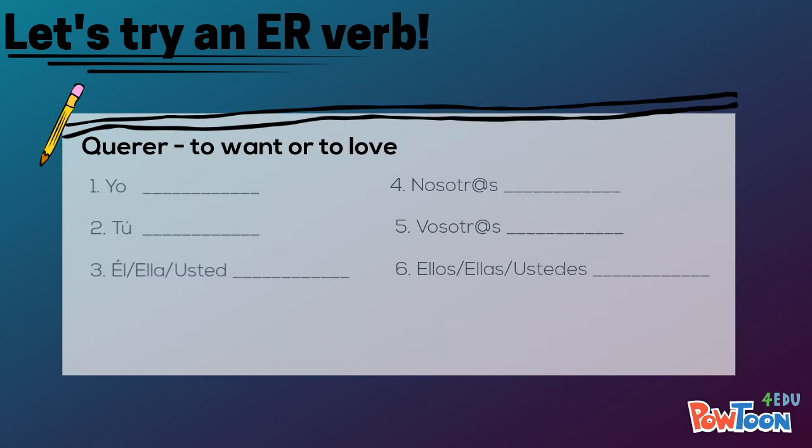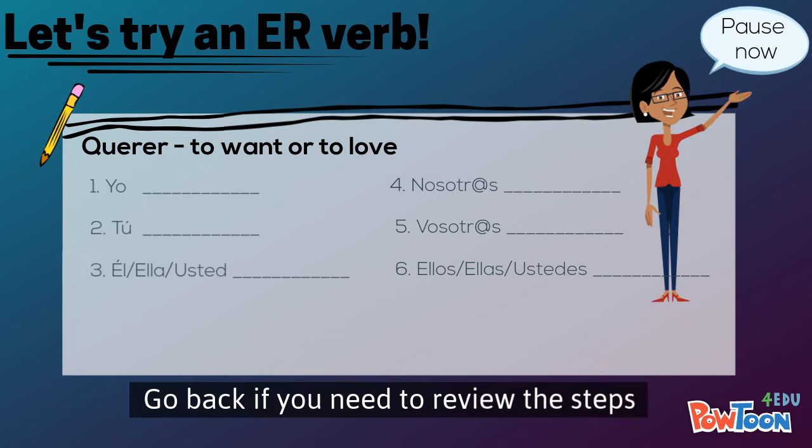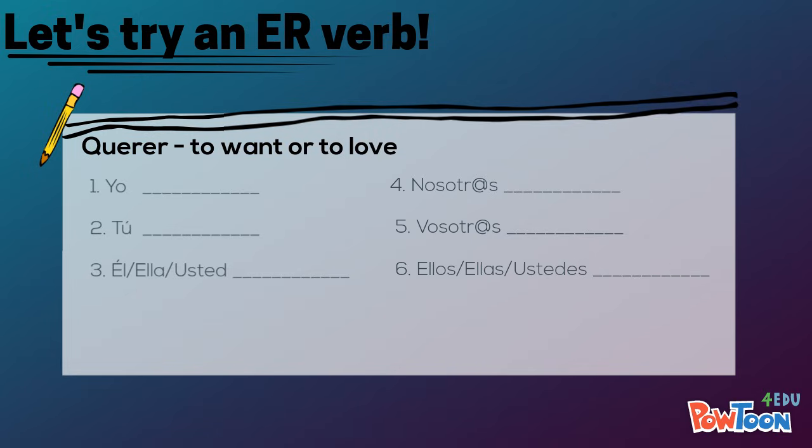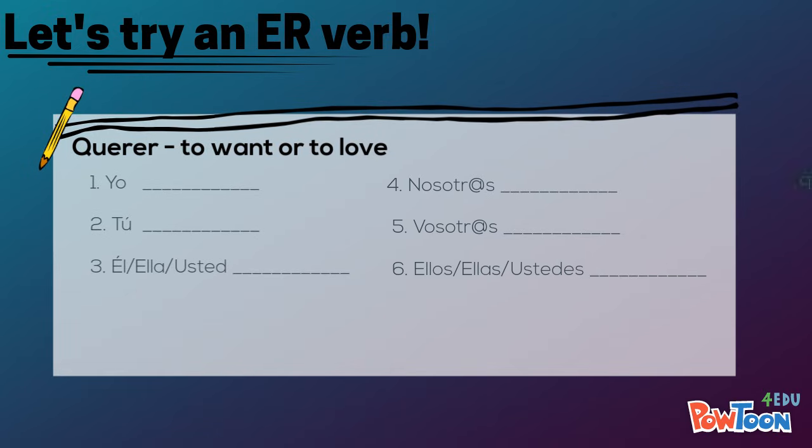Okay, well, why don't we try a verb that ends in ER, querer, which means to want or to love. Pause here if you would like to try it on your own. Okay, did you get yo quiero, I want or I love? Tú quieres, you want or you love. Él, ella, usted quiere, he, she, it or you formal wants or loves.